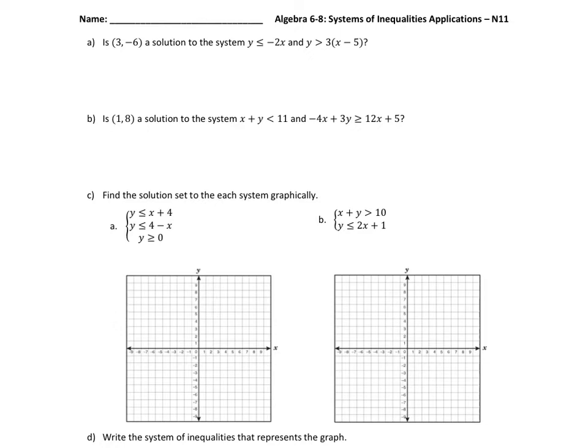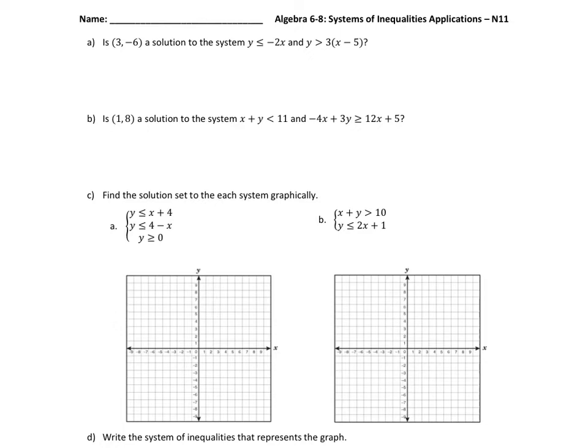Is (3, -6) a solution to the system? y is less than or equal to -2x, and y is greater than 3 times the quantity x minus 5. So, multiple ways to do this. One would be we ignore the question for a moment and just focus on the inequalities, graph the two, and see if this falls into where we place the solution.